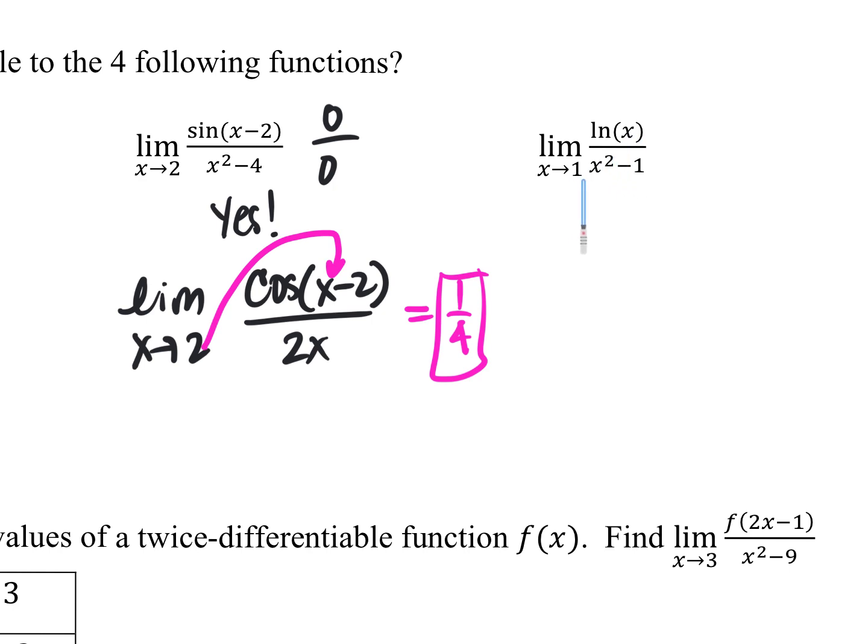How about this one? Are we applying L'Hopital's here? What's ln of 1? Does anyone remember that? You're thinking of the derivative. Just ln of 1 is going to be 0. What about 1 squared minus 1? Yeah, so we are going to apply L'Hopital's here.